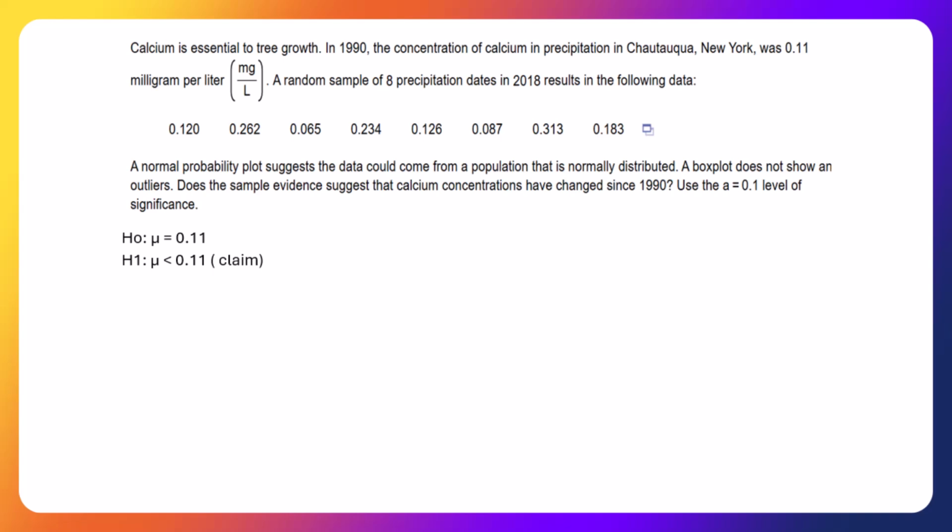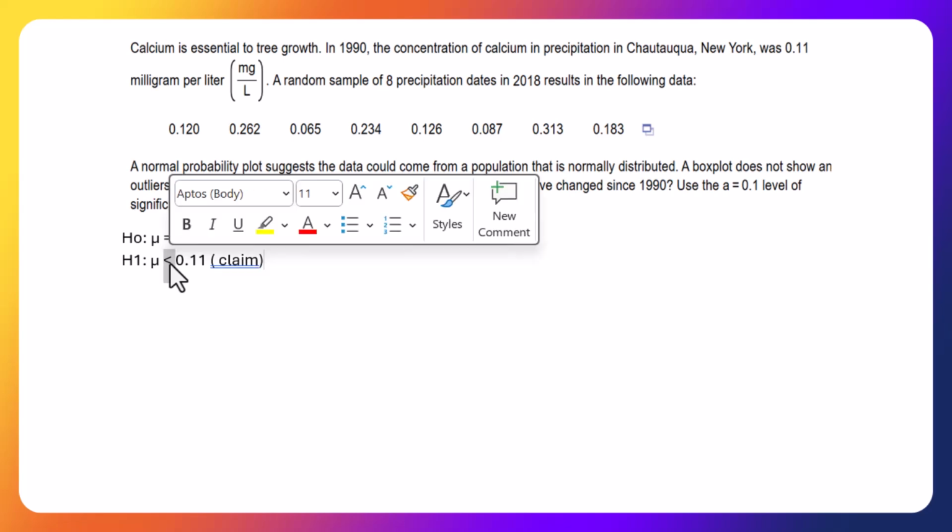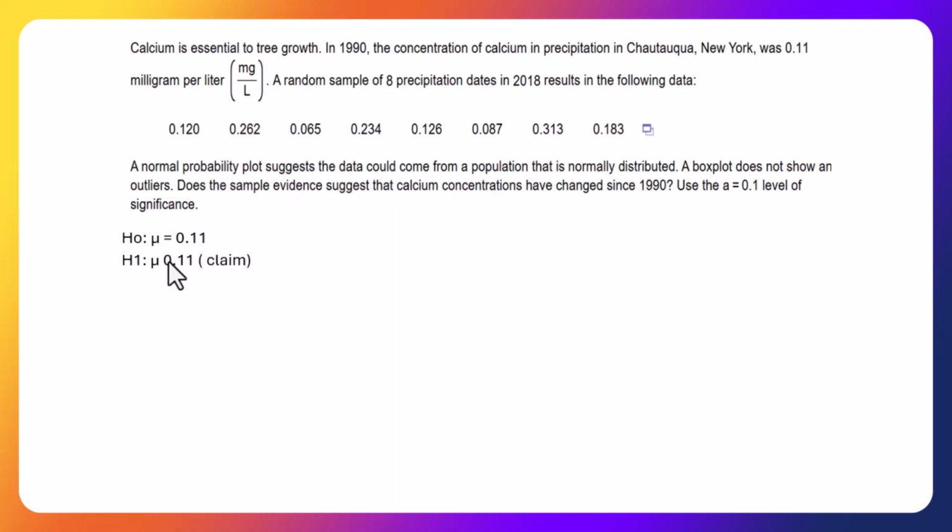Change means it was the old belief, it was 0.11. Change means it's not 0.11 anymore. So the null hypothesis will be mean equals 0.11, and the alternative hypothesis will be mean not equal to 0.11. And that is the claim.